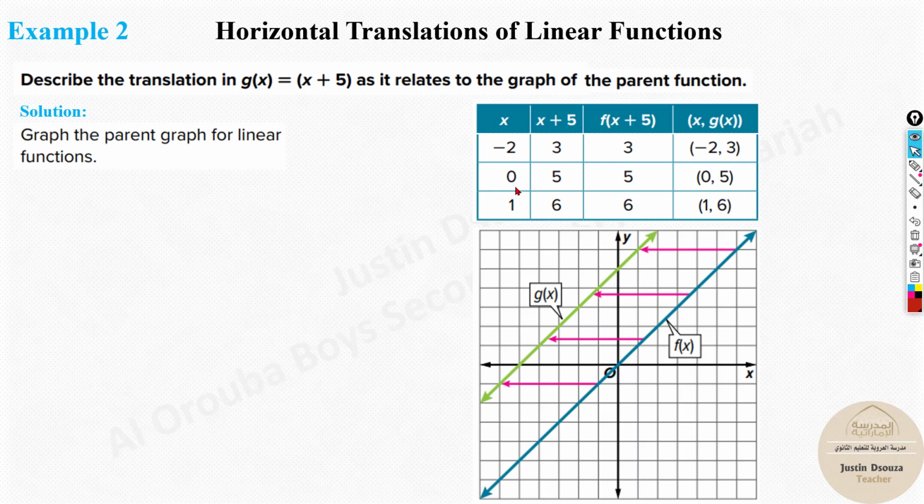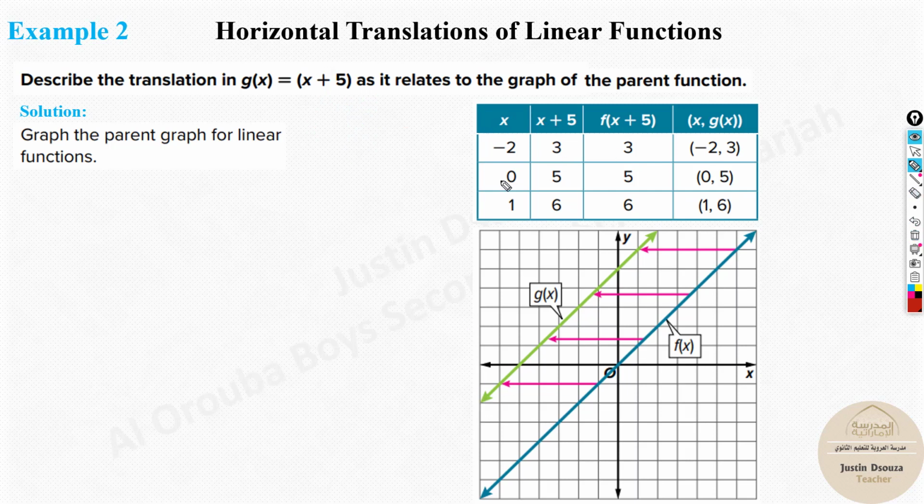The way we do it is the same thing, just like how we did a while ago. -2, 0, 1. This is the function x plus 5. So just put the x values here. It'll be -2 plus 5, that is 3. Then it's 0 plus 5, that's 5. And lastly 1 plus 5, it's 6. So these are the answers. And then you write them in ordered pairs and you can plot them.